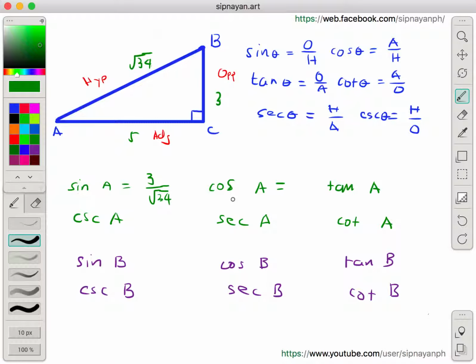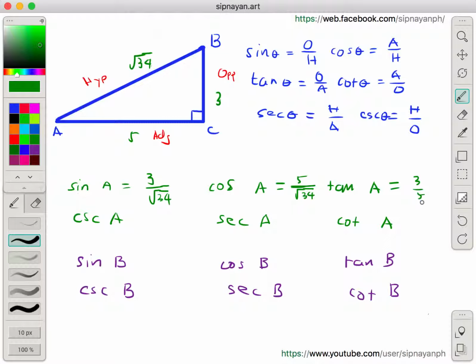Next, we have cosine A. Cosine A is the adjacent side over the hypotenuse. Ito yung formula. So, ang adjacent side niya ay 5. Tapos, ang hypotenuse niya ay square root of 34. Okay, and then, tangent A is the opposite over adjacent. So, opposite over adjacent, meaning 3 over 5, or 3/5.